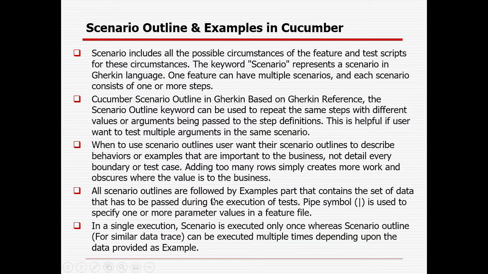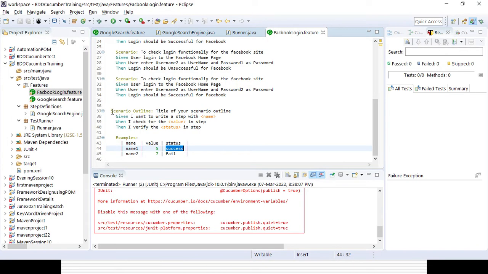Okay, so all Scenario Outlines are followed by an Examples part that contains the set of data that has to be passed during the execution of the test. The pipe symbol is used to specify one or more parameter values in the feature file. In a single execution, a Scenario is executed only once, whereas a Scenario Outline, for similar data, can be executed multiple times depending upon the data provided as Examples. So, okay, now let's just cut and paste this part.